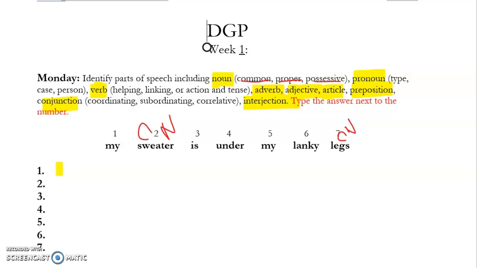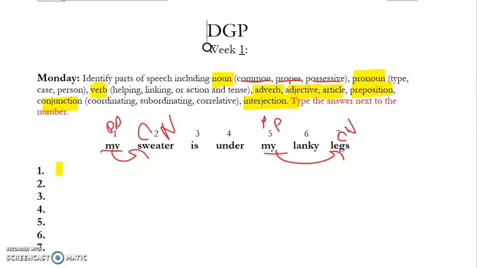Next we're going to look for our pronouns. Pronouns take the place of a noun. So we have my, and we have another my. A P is for pronoun. Then we need to decide on our type, our case, and our person. Is it subjective, in the subject? Is it objective, in the predicate? Or is it possessive? We're talking about my sweater and my legs, therefore it is possessive.